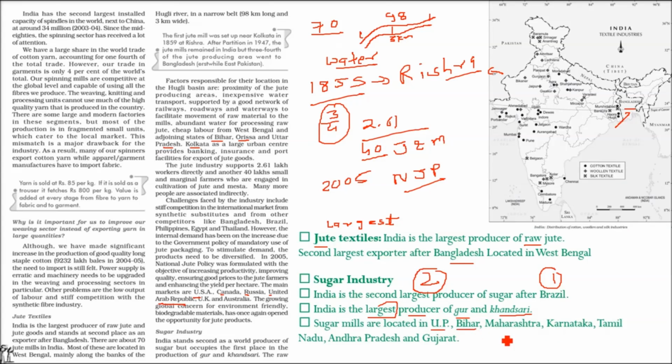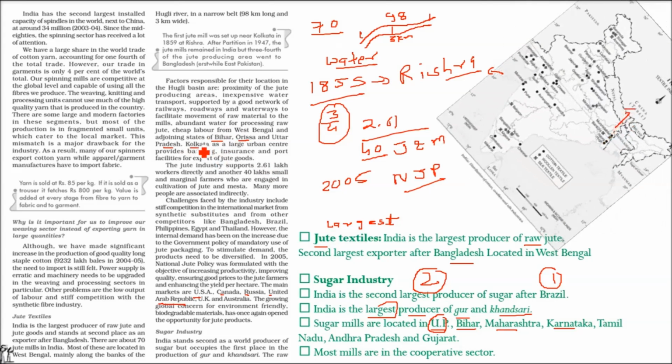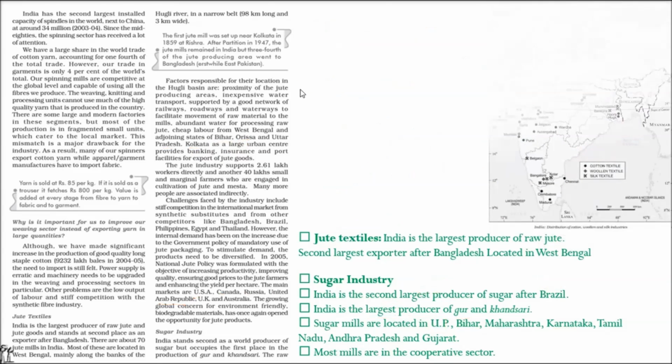Sugar mills are mostly located in UP, Bihar, Maharashtra, Karnataka, Tamil Nadu, Andhra Pradesh and Gujarat. Mostly we will find it in UP, but the sugarcane that southern India has has more sucrose, it is sweeter. That is why this industry is going to the south also. It is blooming in the south also. Most mills are in the cooperative sector. This is a very important idea about sugar mills. They are mostly cooperative sectors.